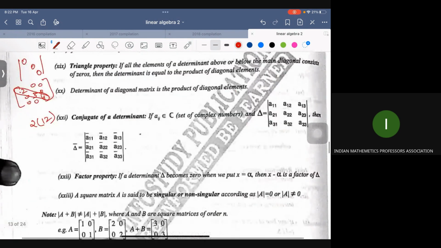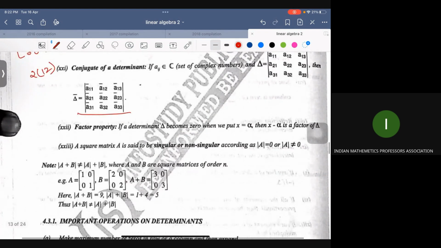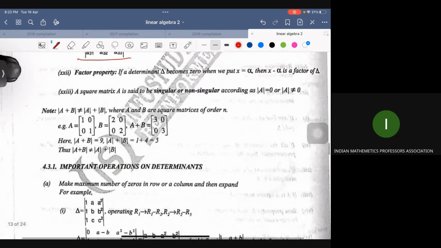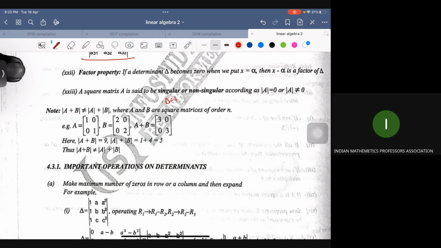Conjugate of a determinant: we represent the conjugate of a determinant like this. And if the determinant becomes 0 when x equals a, then x minus a is a factor of the determinant. A square matrix is said to be singular if its determinant is equal to 0. A square matrix is non-singular if the determinant of A is not equal to 0. And the determinant of A plus B is not equal to the determinant of A plus the determinant of B, whereas the determinant of AB is the product.